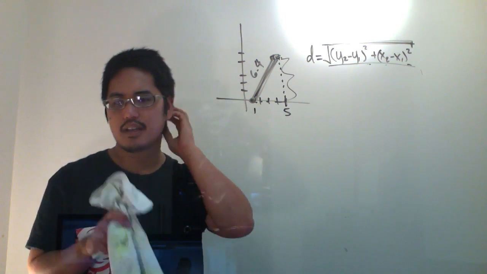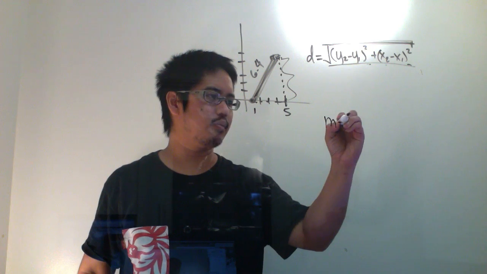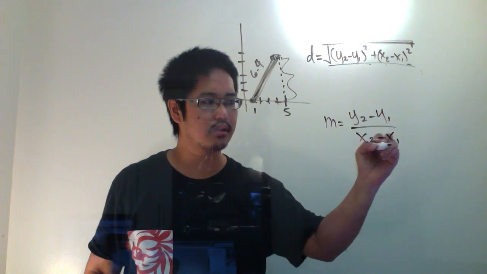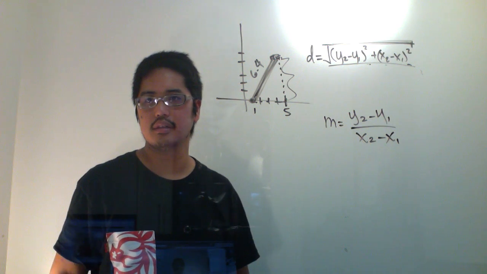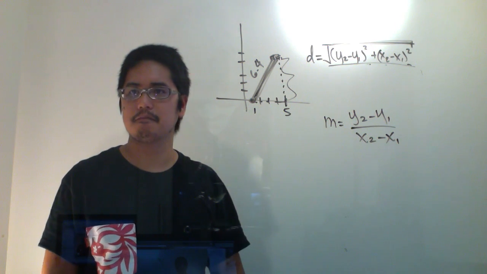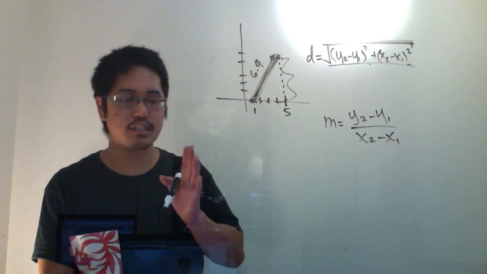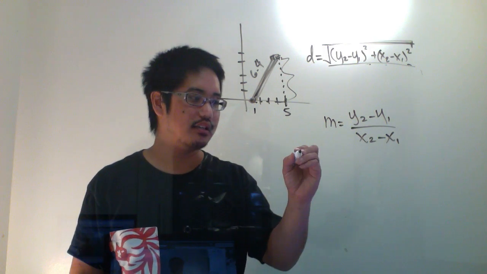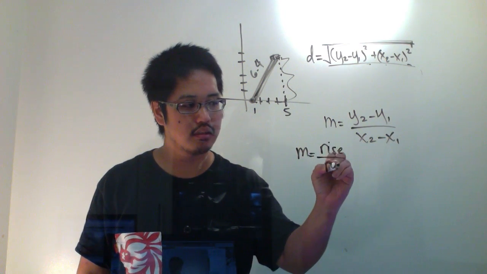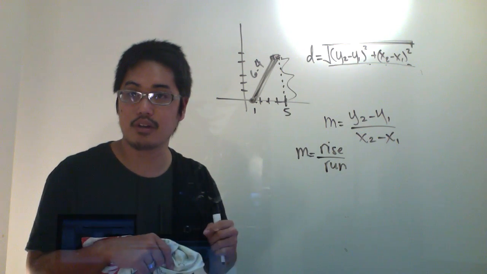Do you guys remember what the equation of a slope is? It's m equals y2 minus y1 over x2 minus x1. Right? Did you guys ever memorize that? Did I ever ask you to memorize that? No, I didn't. I asked you to understand the idea that m is rise over run.